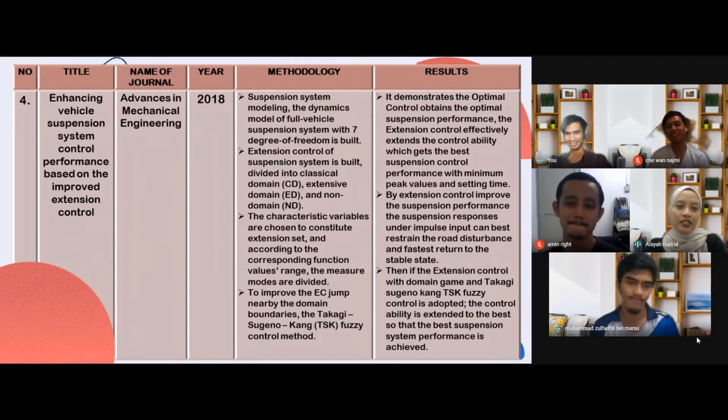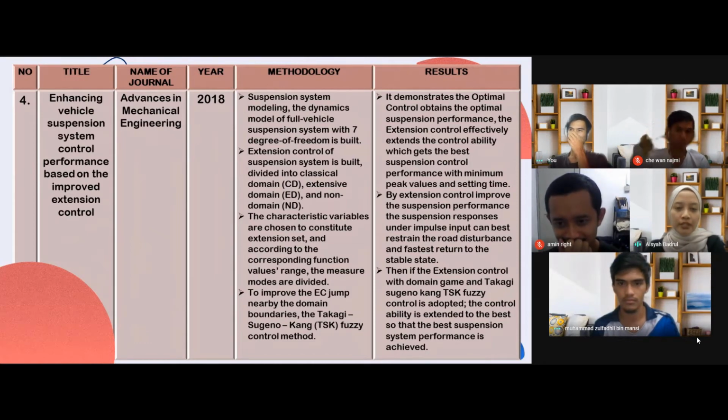So the methodology that they use in this research is suspension system modeling, the dynamic model of a full vehicle suspension system with 7 degrees of freedom. Extension control of the suspension system is divided into classical domain (CD), extensive domain (ED), and non-domain (ND). The characteristic variables are chosen to constitute the extension set, and according to the corresponding function values range, the major modes are divided. To improve the EC jump nearby the domain boundaries, the Takagi-Sugeno-Kang (TSK) fuzzy control method is used.